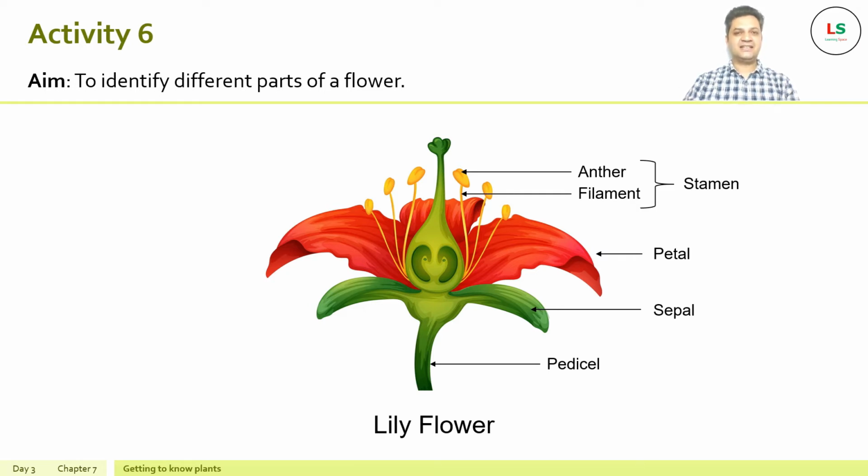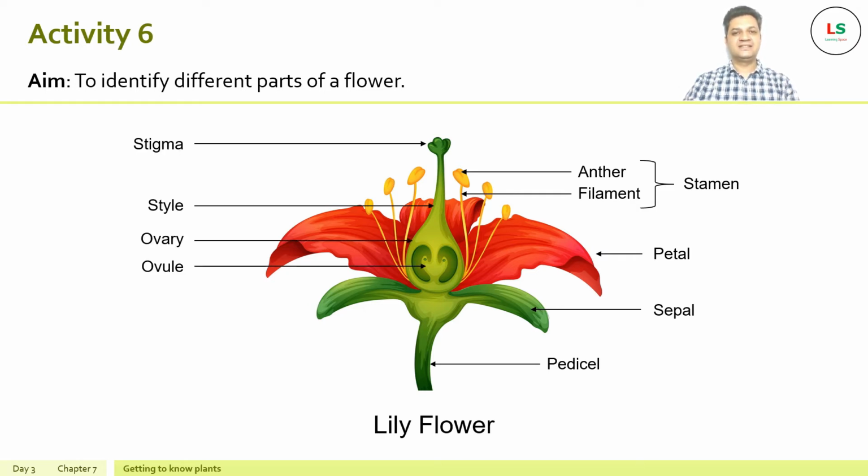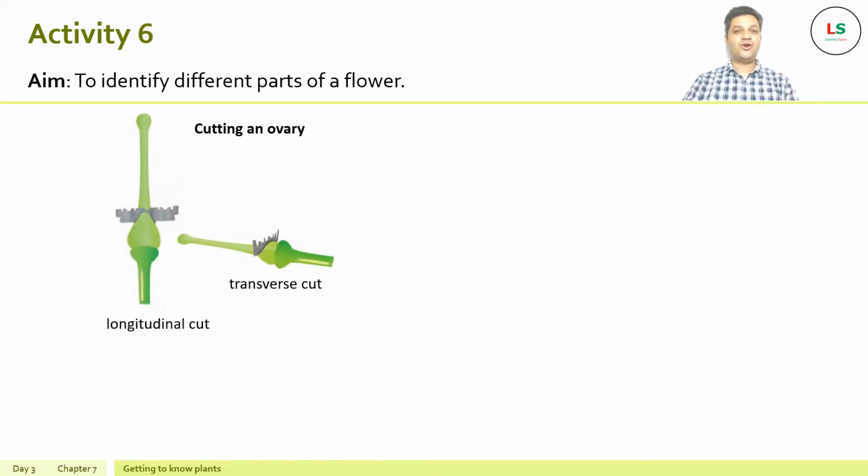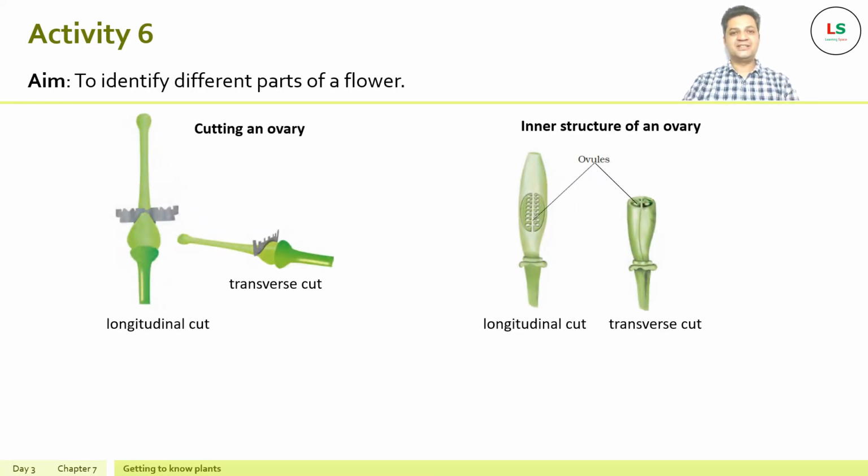Anther contains dust-like particles called pollen grains. Here we have stigma, style, ovary and ovule, and all of these comprise the pistil. If we cut the ovary transversely or longitudinally, we are able to see the ovules. These are the ones which convert into seeds at a later stage.